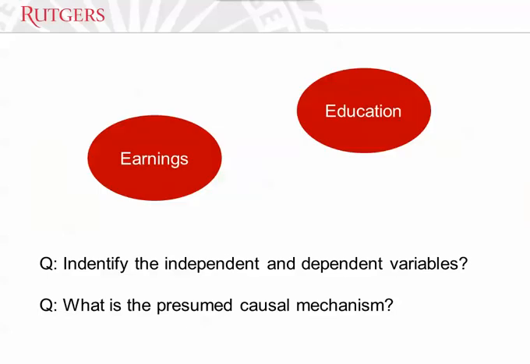Okay, so let's practice these ideas by taking two other variables. This is earnings and education. So I'm just going to pose these two questions and ask you to think about it first, and then I'll give my own explanation. So first, identify the independent and dependent variables. Which do you think is independent and which do you think is dependent? That's question number one. And then what is the presumed causal mechanism? So why are they causally related? I'm just going to pause for a bit and let you think about the answers to those two questions.